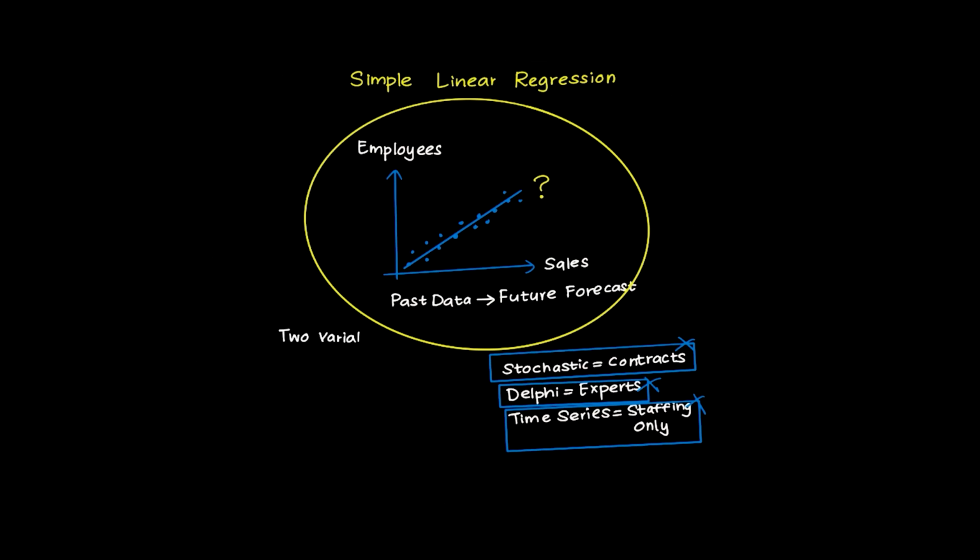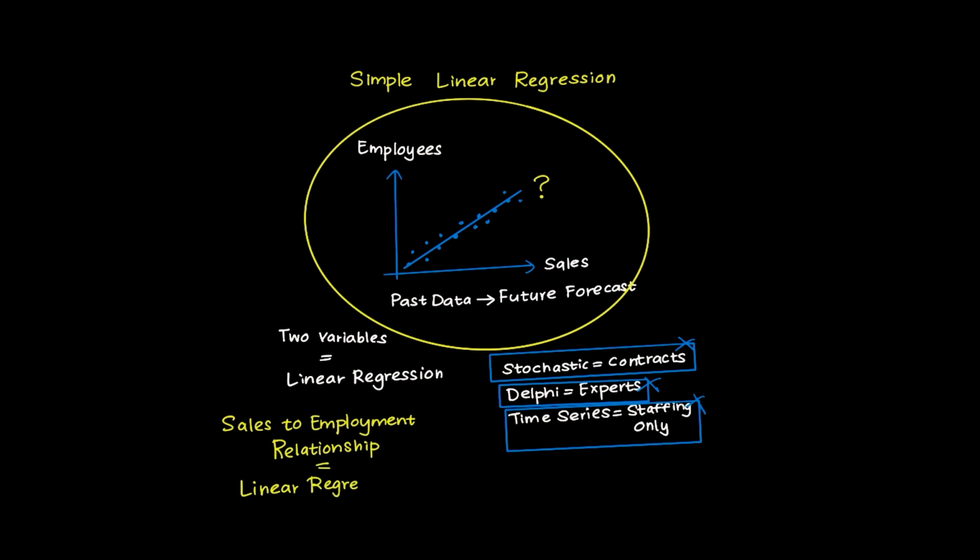Here's a WGU D351 OA exam tip for you. When a question mentions relationship between sales and employment, or past patterns to predict future, think simple linear regression. Quick recall hook: sales to employment relationship equals linear regression.